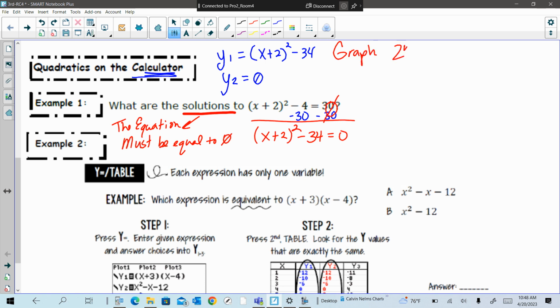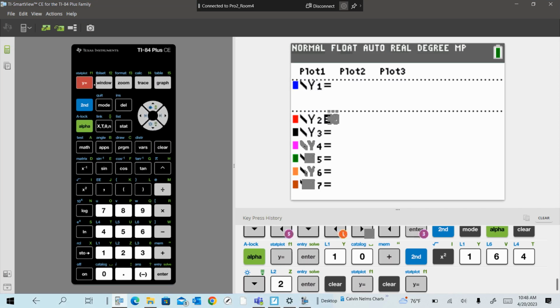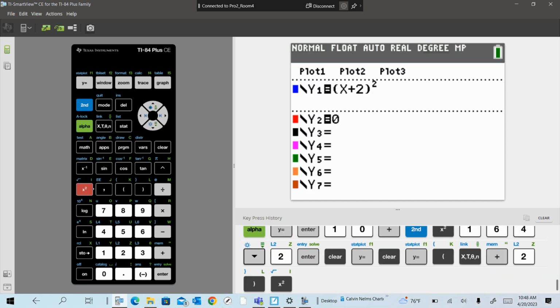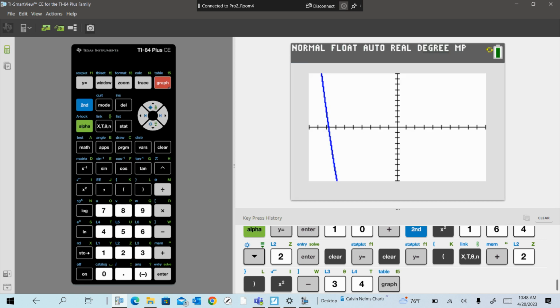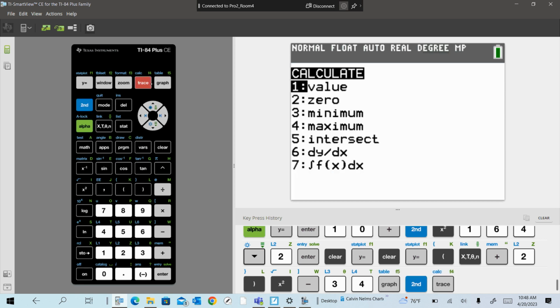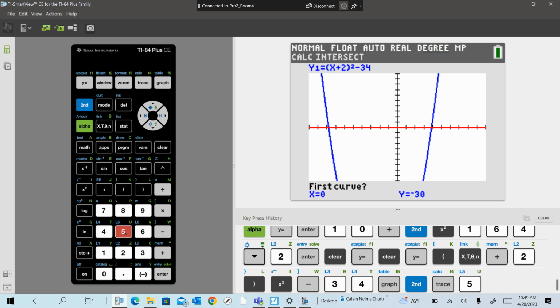and then go to second trace. And I'm just writing down the steps so you can have it. So let me get caught up to you. (x plus 2) squared minus 34. All right, so we graph, second trace, and where do we go? 0? Nope, not 0. Intersect. 5 intersect, okay? And what do we need to do here? Yeah, enter 3 times, but guys, make sure you see your cursor, okay? Because where is the intersection located?